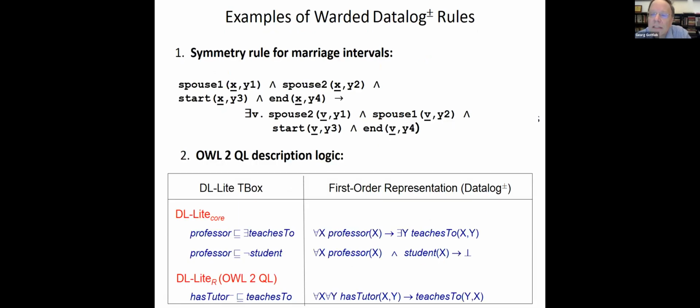So what we are looking for are languages where you can express a lot of things, and which are still very efficient. And for instance, let's look at the symmetry rule for marriage intervals. Is this in co-Waterlock or not?